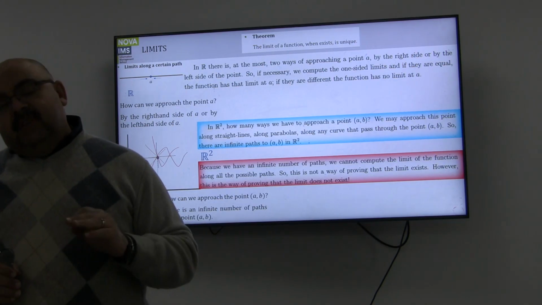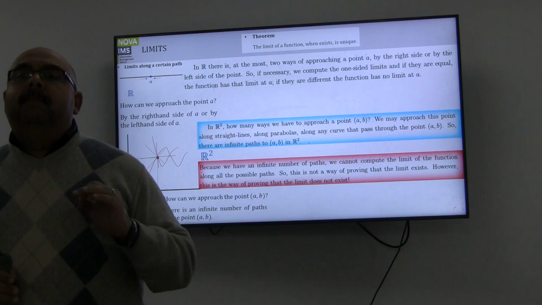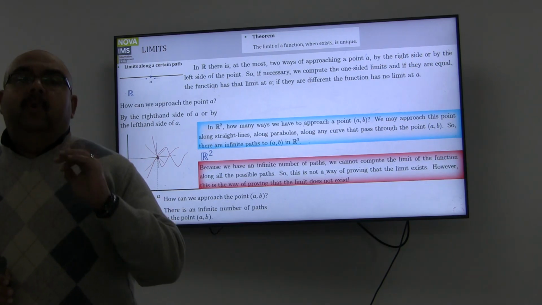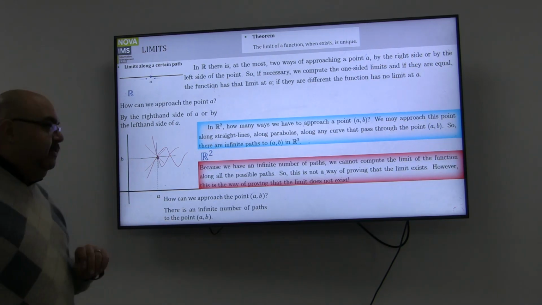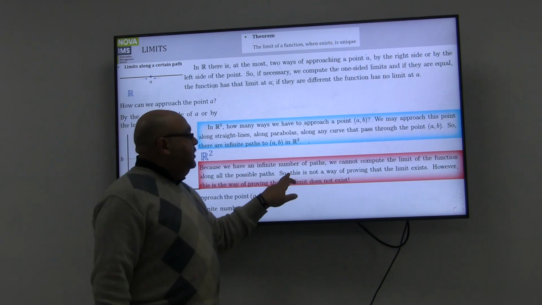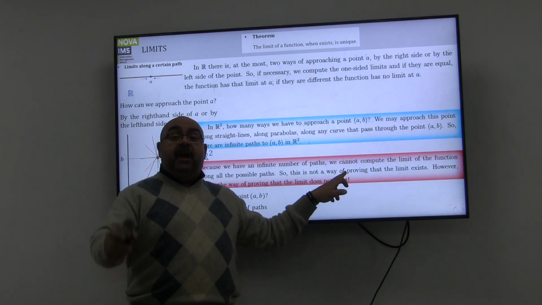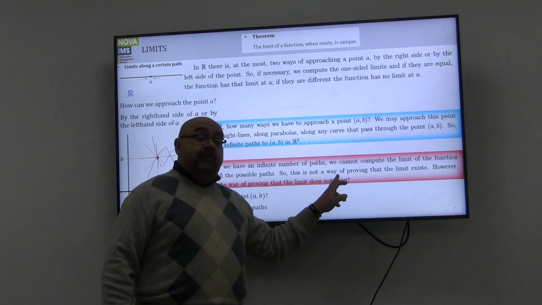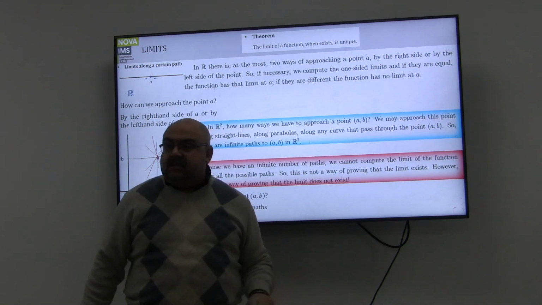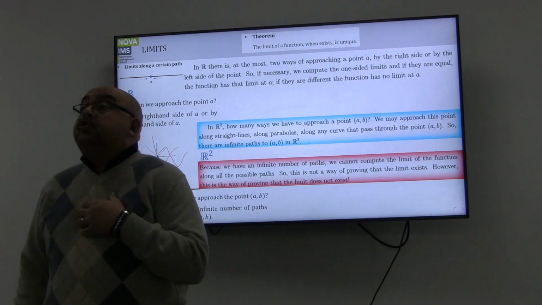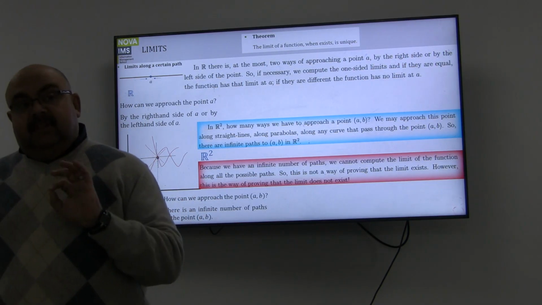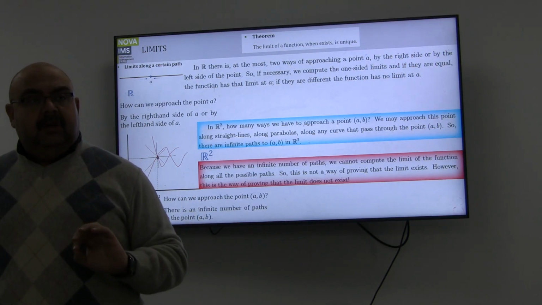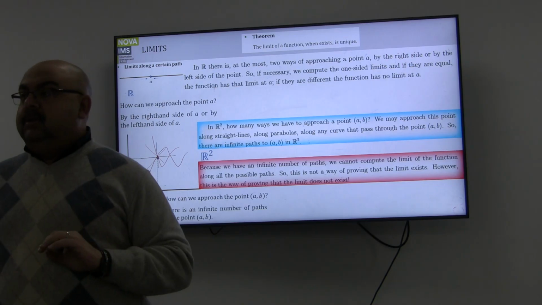Right? And this is why it's a little bit complicated to evaluate the value of a limit in the case of multivariable functions. So this is not a way of proving the limit exists, but it is a way of proving that the limit doesn't exist. If I want to show that the limit at a certain point doesn't exist, I will use different paths.